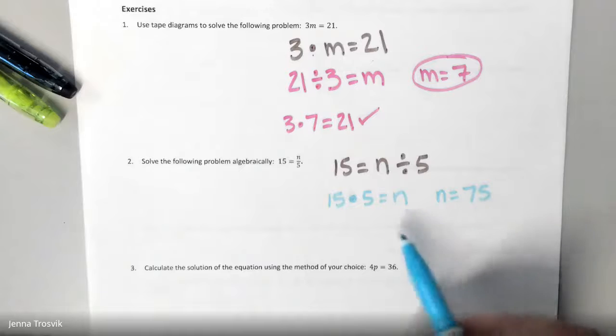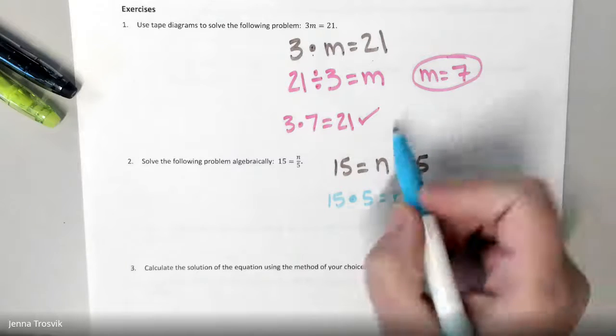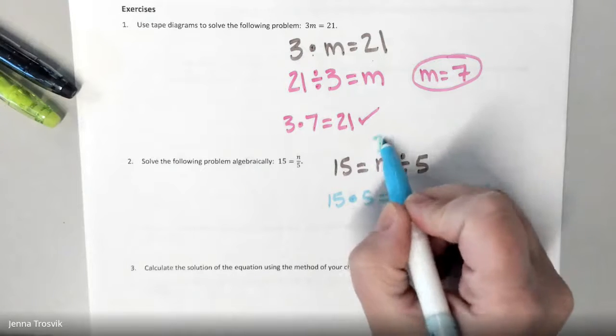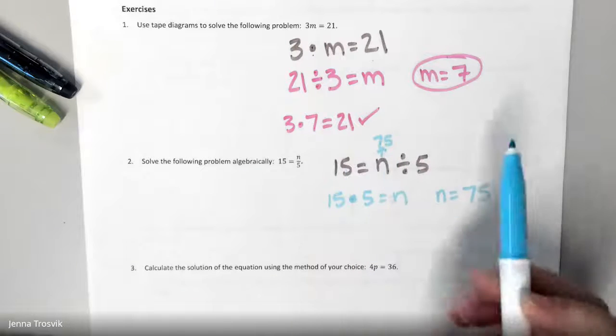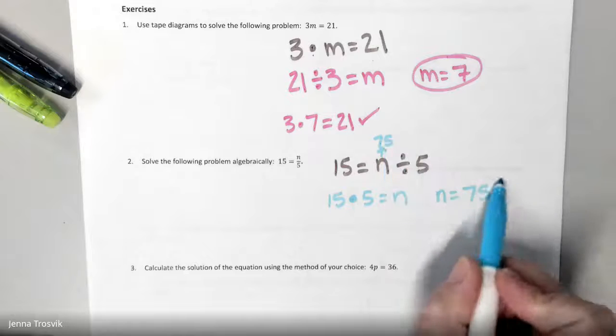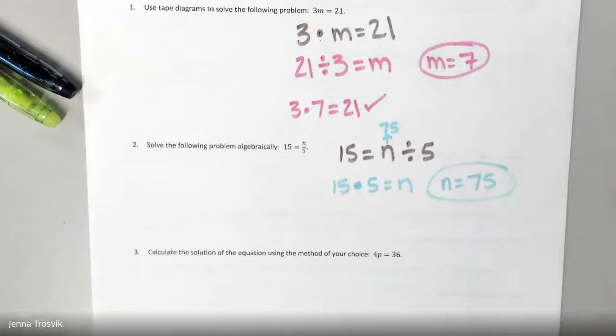If you don't agree, put n back into your problem. So instead of n, we would put 75 in. Is 75 divided by 5 15? It is, therefore we are correct. The missing number is 75.